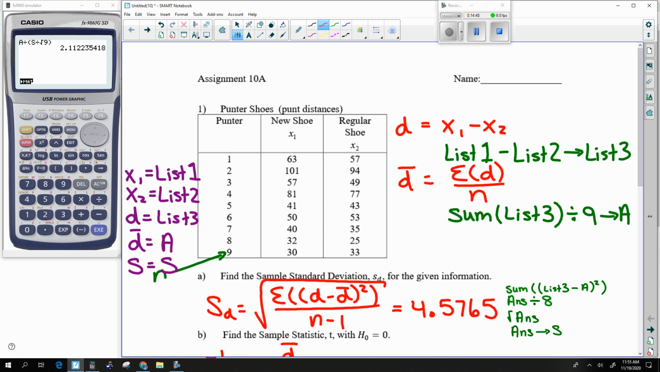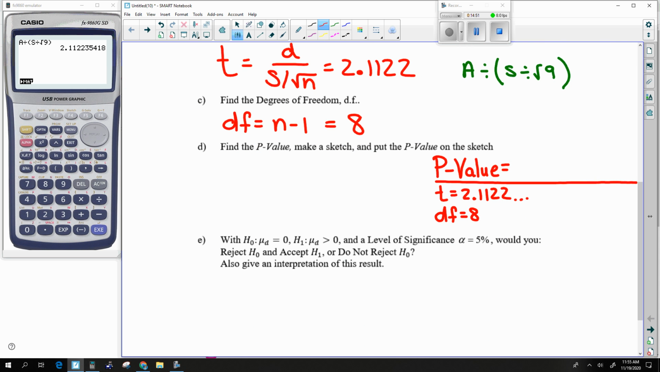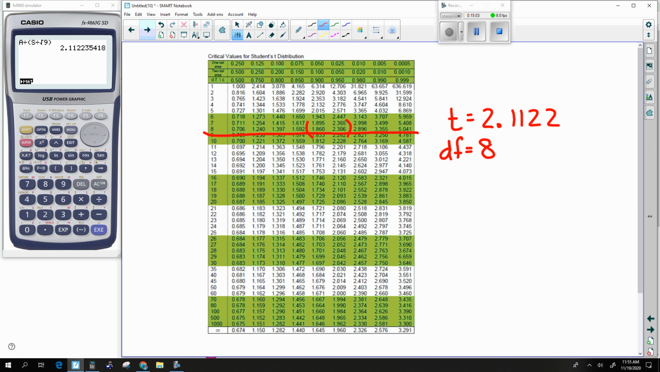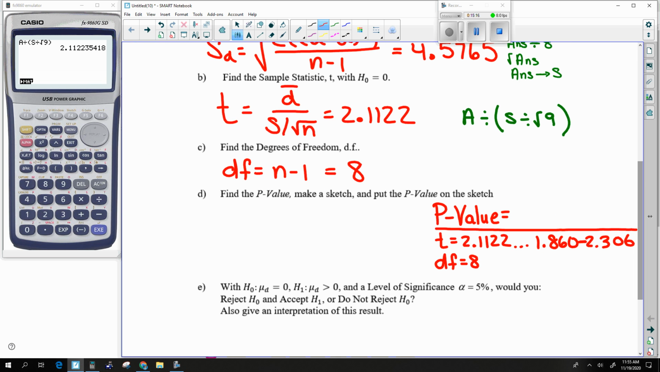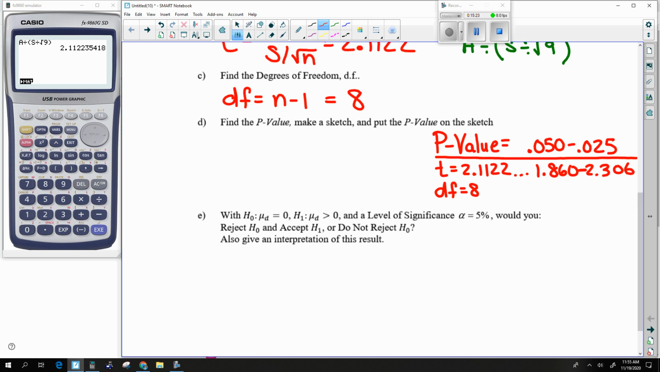Jot that down. So again, that would fall in between 1.860 and 2.306, in between those two. This is going to be a one-tail area, so I look to the very top, and I see that it is between 0.05 and 0.025. Those are my p-values.